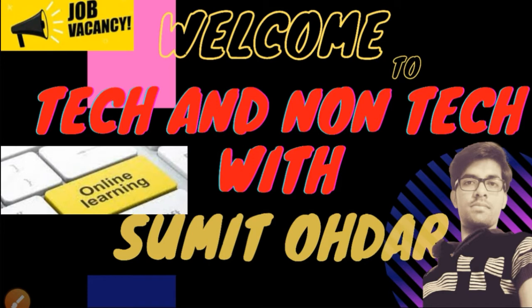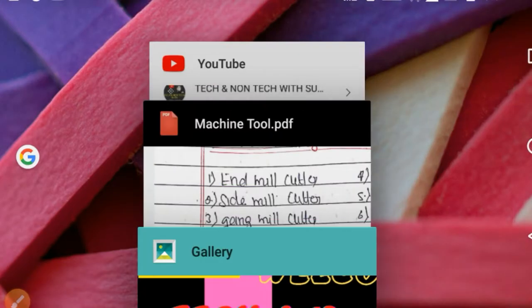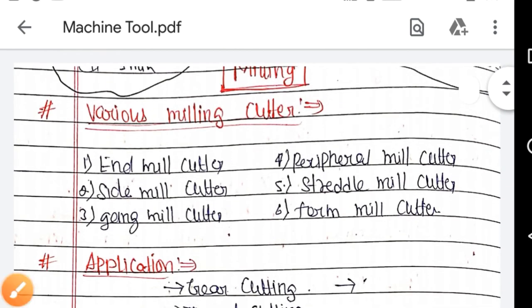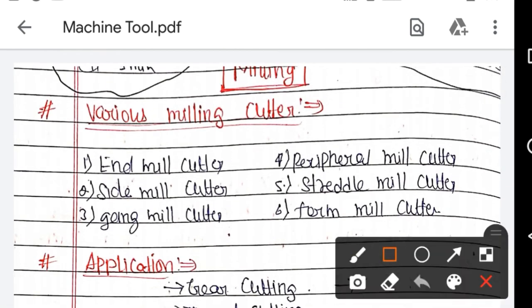So let's start the video without wasting time. Today our topic will be milling operations. Milling operation is another important topic for various exams, for university exams as well as for competitive exams. So we'll just look into it.